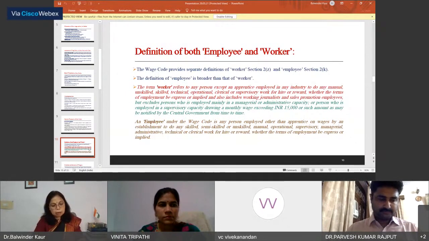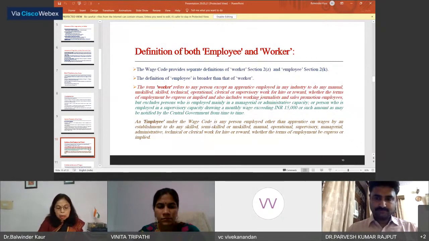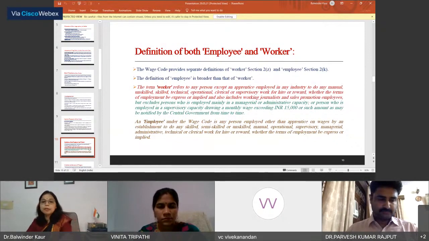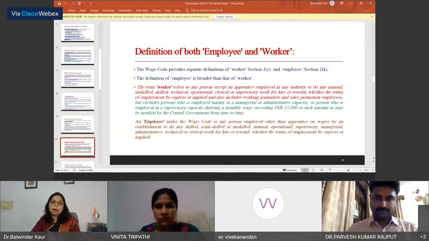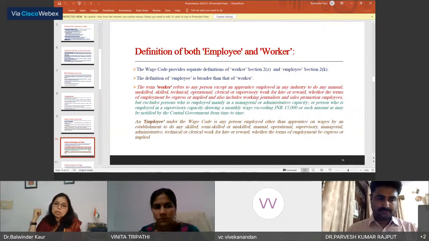So this is the one major change brought in by this Code on Wages, that the contractor would be considered as an owner. Then after this, employer and employee. Now, when we see the definition of employee and worker, who would be considered as an employee and who would be considered as a worker. Because suppose if I don't come under the definition of worker or employee, I cannot claim minimum wages from my employer. I cannot claim a payment of bonus from my employer. So it is noted here.